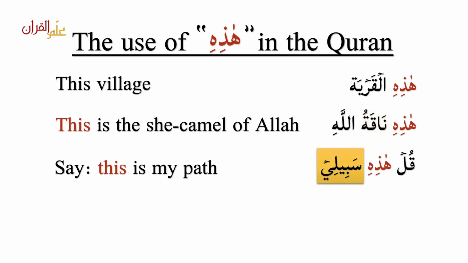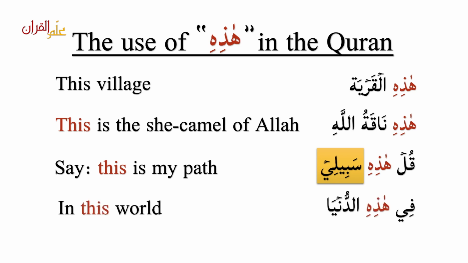Sabili is a feminine word. Sabili, my path. So sabil is a feminine word. That's why هذه is used. Some words you have to know if they are feminine. One is sabil. Sabil is a feminine word.